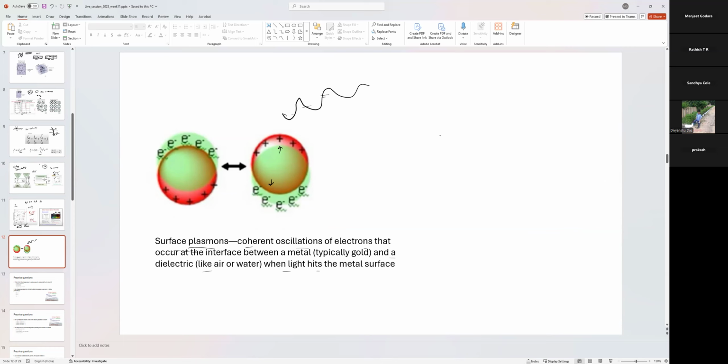As the particle size changes, actually, the particle size becomes comparable to the wavelength. This plasma effect is more visible.